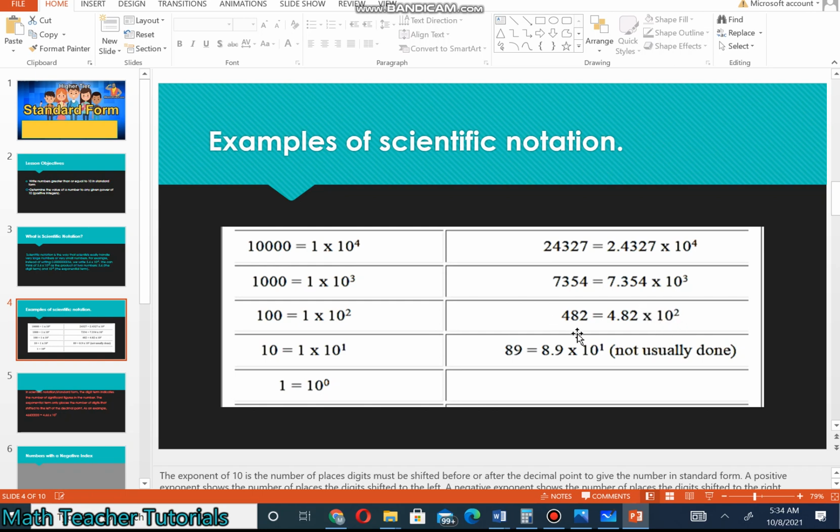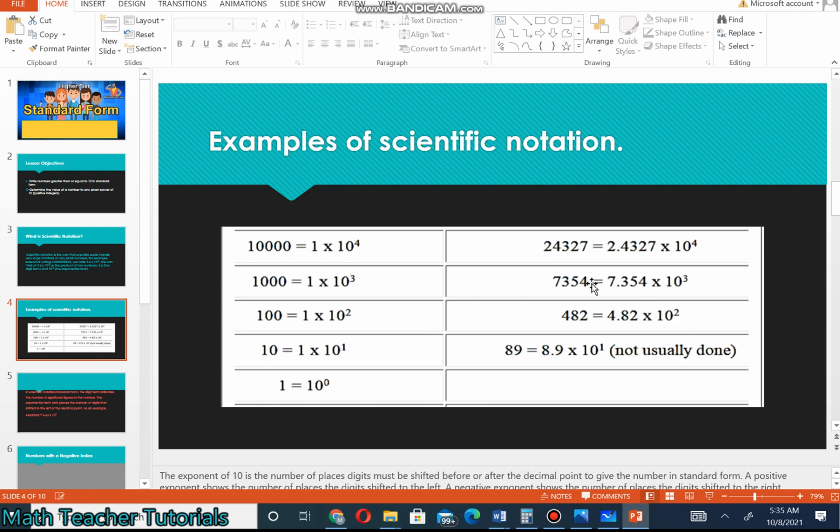Now, in 482, we would have moved the decimal point 2 times, or we would have moved 2 digits to the right of the decimal point, in order to get it in the form 4.82. Therefore, to ensure that 482 maintains its value, it must be multiplied by 10 squared, because again, the decimal point was moved twice.